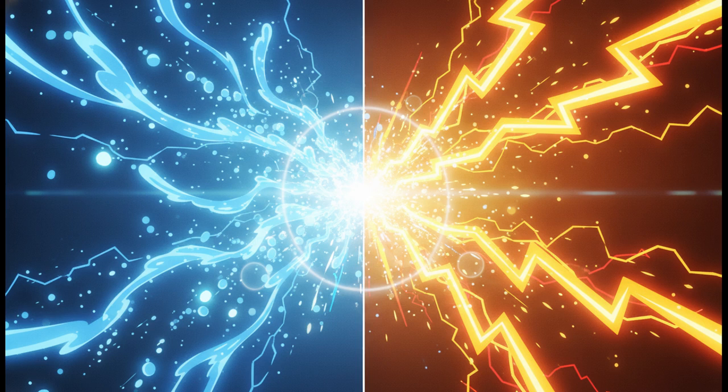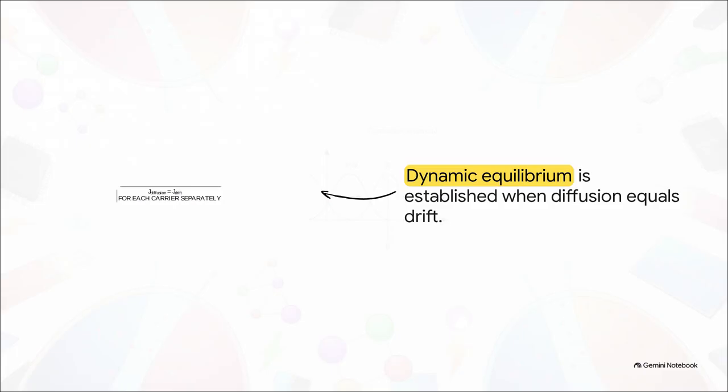Well, they create a very powerful, built-in electric field that furiously pushes those diffusing carriers right back to where they came from. Now, this isn't some endless battle. The depletion region expands precisely until these two opposing forces completely and perfectly cancel each other out. For each individual carrier, the diffusion current exactly matches the drift current. Once diffusion equals drift, a dynamic equilibrium locks in, and the expansion of the depletion region just stops.